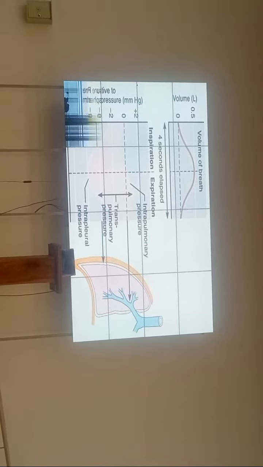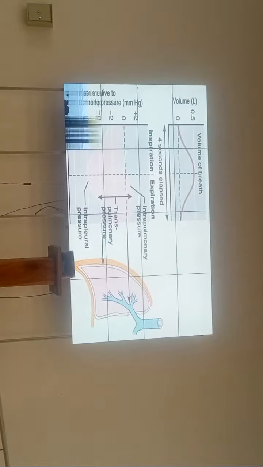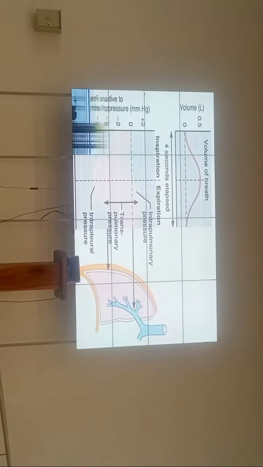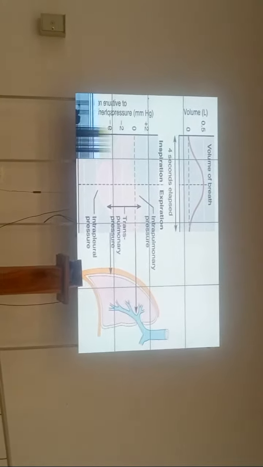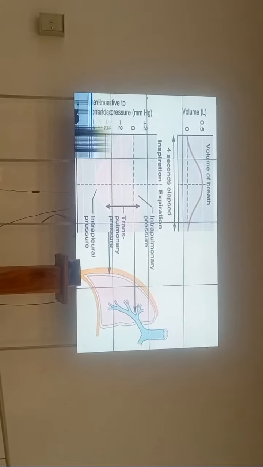It's called elastic recoil. So how do we prevent that elastic nature from closing our alveoli? Simple. Intrapleural pressure.